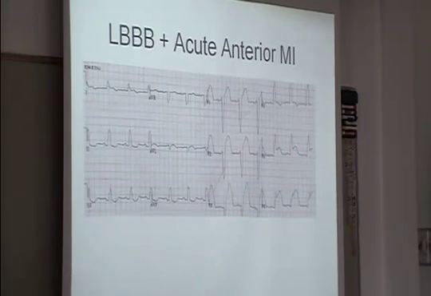This brings up the concept of concordance. Concordance basically just means if the STs are up in the direction of the R wave, then it only has to be up 1 millimeter to indicate a STEMI in a left bundle branch patient. Whereas if it's discordant, meaning the ST elevation is on the opposite side of the QRS complex, then you need to have over 5 millimeters of ST elevation for it to matter.